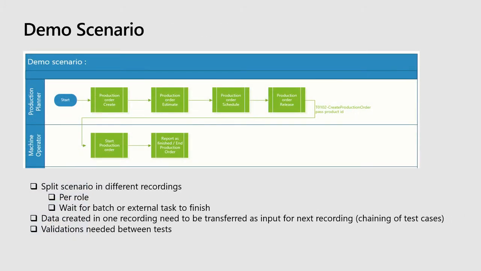Okay, so here's our scenario. It's pretty straightforward. We're going to create a production order, estimate it, schedule it, release it, start the production order, and then in our case, we're just going to report it as finished. There's probably some stuff in between start and report as finished in real life, but we're just going to have it simplified like this, right? So a couple things. We already see that we have 2 roles involved. We have the production planner and the machine operator.